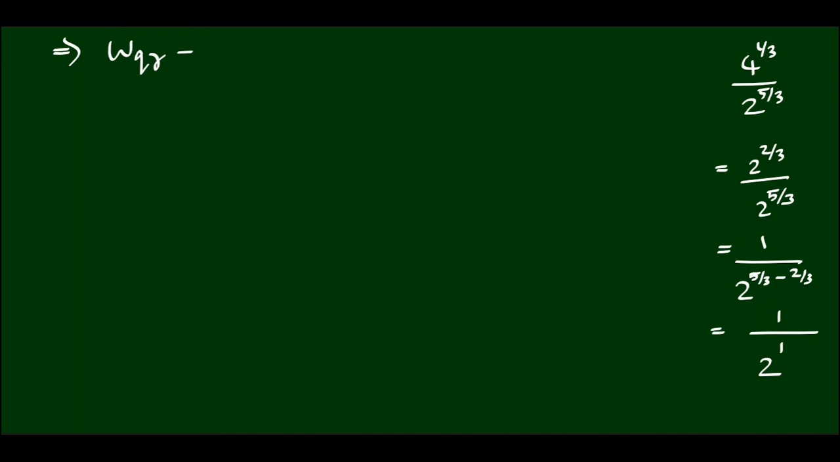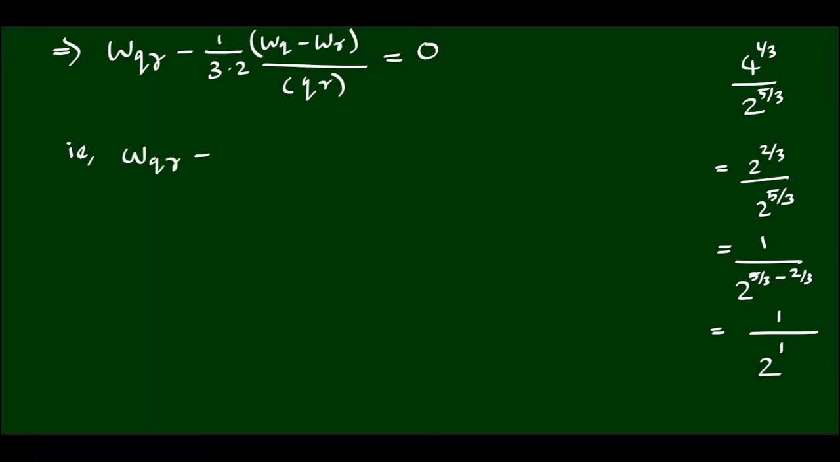Okay, so we will get minus 1 by 3 into 2 (wq minus wr) divided by (q minus r) equal to 0. That is, we have got the canonical form of the given trichotomy equation as wqr minus (wq minus wr) divided by 6 into (q minus r) equal to 0.